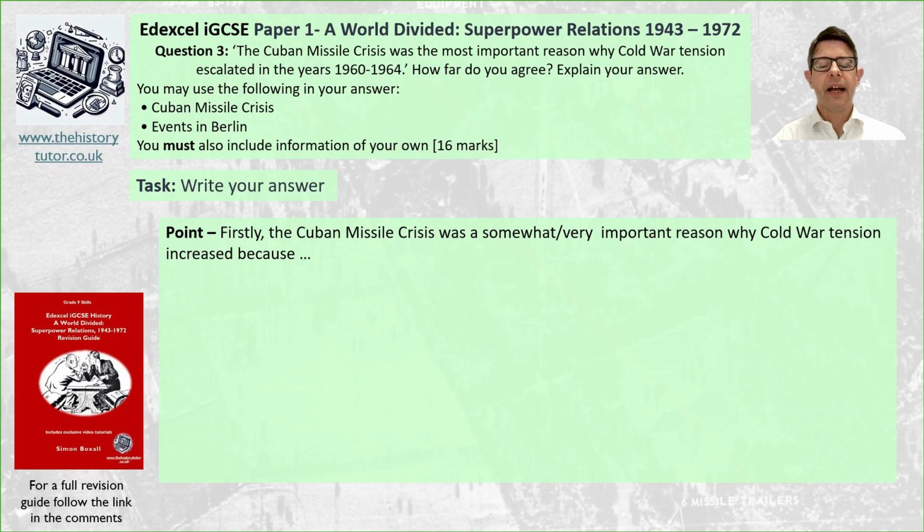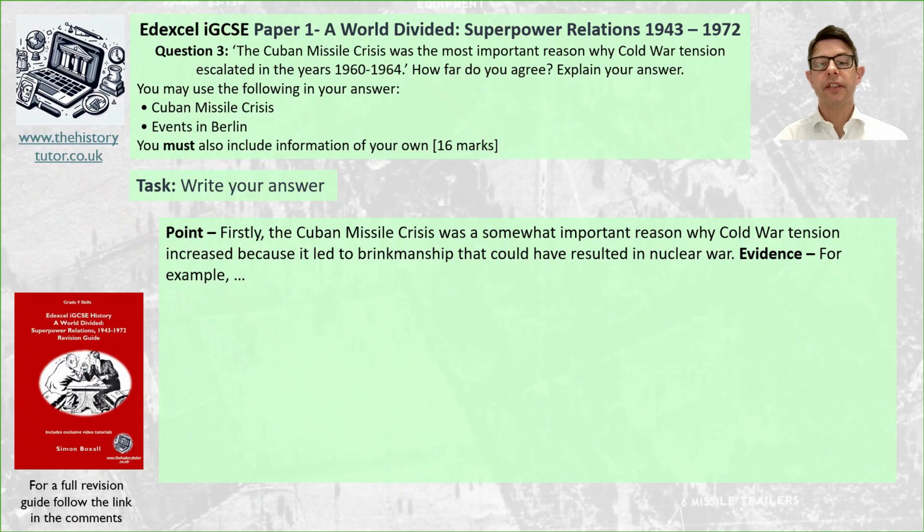So now pause me and see if you can come up with your opening sentence to this argument. Okay, so here's what I've said. I said, firstly, the Cuban Missile Crisis was a somewhat important reason why Cold War tension increased, because it led to brinkmanship that could have resulted in nuclear war. Now we need to give some evidence from our plan for this. So you could think about the events of the Cuban Missile Crisis, how a blockade developed and brinkmanship took place. So one or two sentences describe some events of the Cuban Missile Crisis that are backing up your idea of brinkmanship.